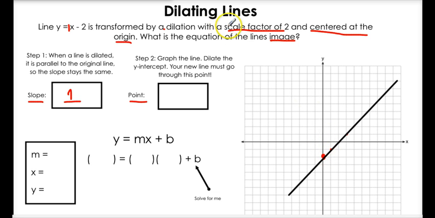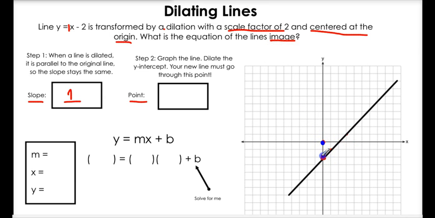So let's see here. We're going to dilate this line with a scale factor of 2 centered at the origin. So that's the origin. And the number one mistake that I see people making is saying, okay, well, I see the word origin in the problem, so it's got to go through point 0, 0. That is not the case. Do not be that guy. What you have to do is dilate the y-intercept of your line, and it has to go through that point. So what I mean is this.